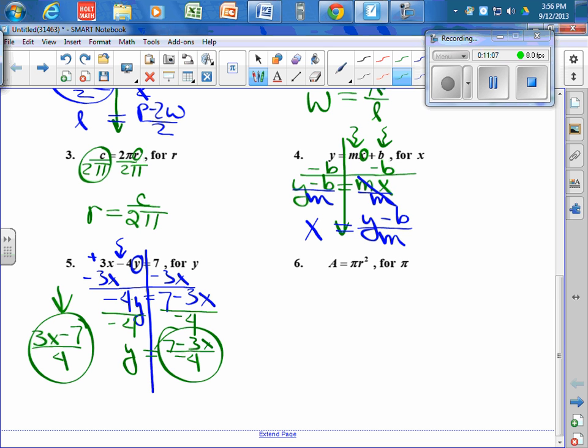All right. Number 6, take pi, circle it. We have it times r squared. So how do you undo the times? You divide both sides by r squared. And I get pi is equal to a over r squared.